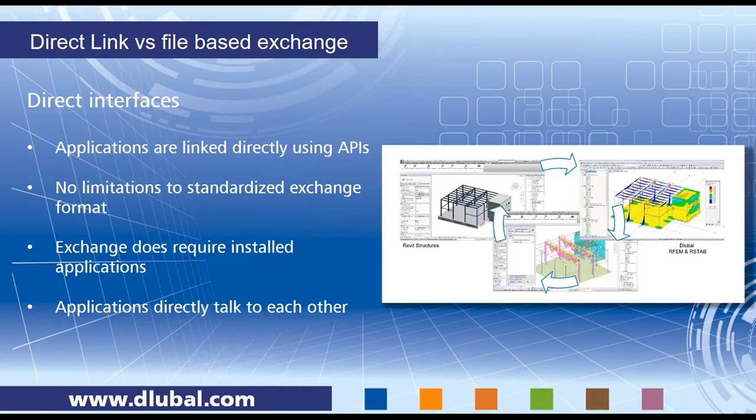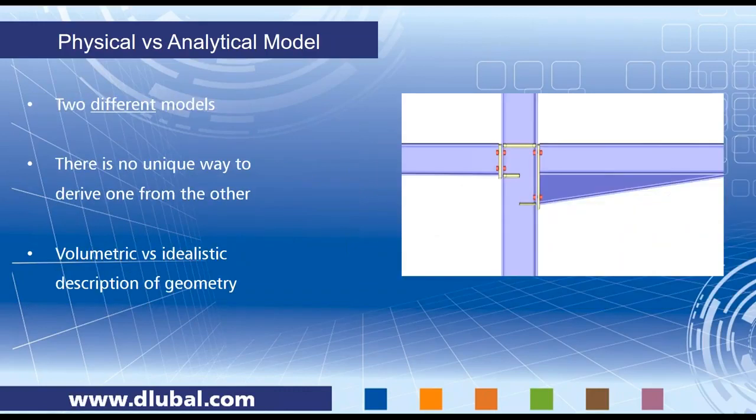Okay, then, yeah, next topic I'd like to explain is the difference between the physical and the analytical model. We have to understand these are two different models, and when I look at the pictures on the right side, there is a steel connection, and you can say this is a physical model. There's bolts, end plates, cross sections, haunch section stiffeners.